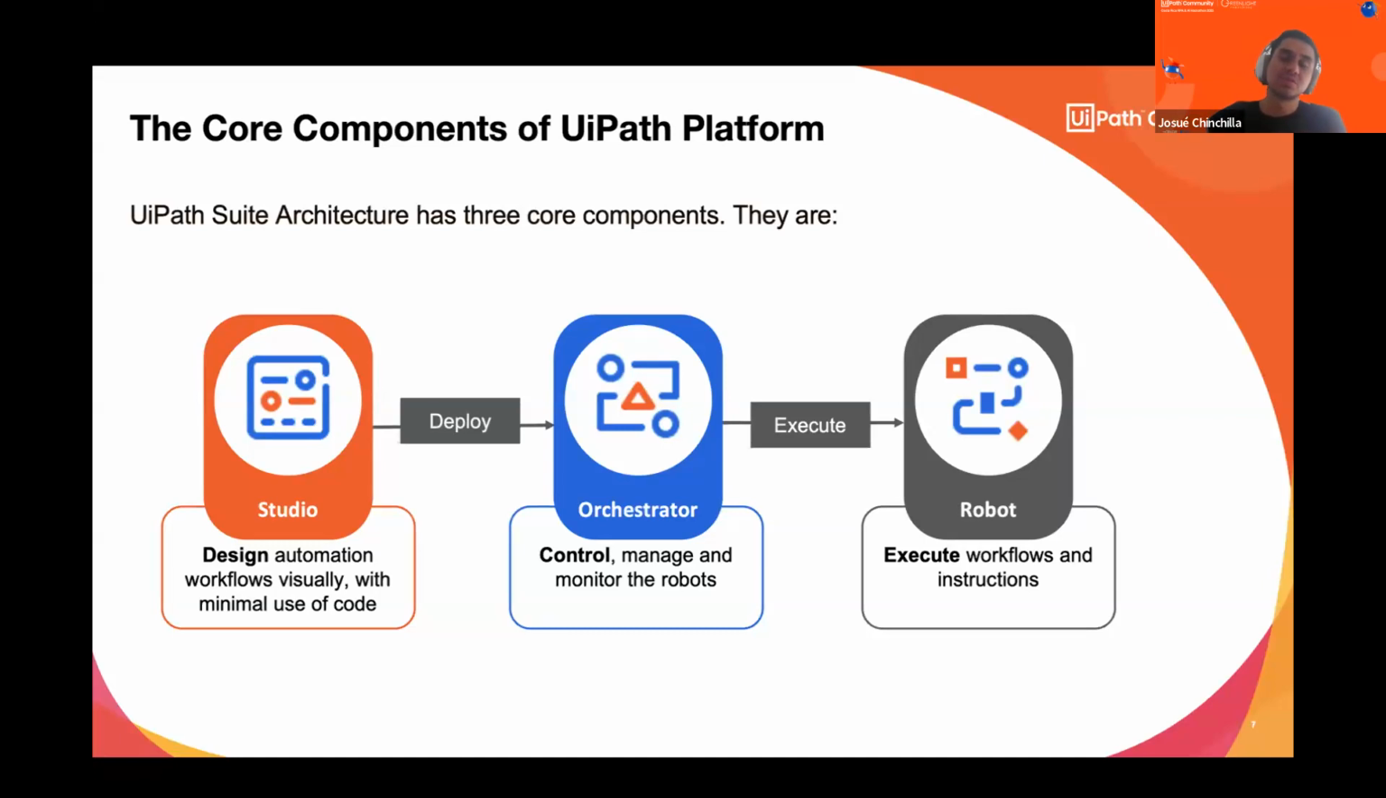Y finalmente tenemos nuestro ejecutor, que va a ser el robot, que básicamente se va a encargar de conectarse con el orquestador y ejecutar lo que tenemos en el estudio. Prácticamente en el estudio hacemos por así decirlo, un deployment, publicamos un paquete, el paquete se encuentra en el orchestrator y podemos tener la conexión del orchestrator a nuestro robot y en el orchestrator invocar al robot que va a ejecutar nuestro paquete. Y ese es como el flujo general.